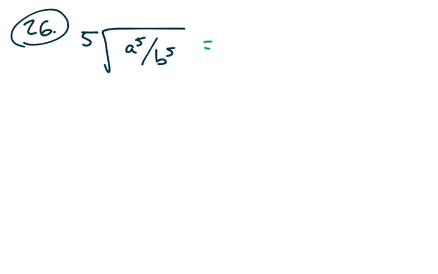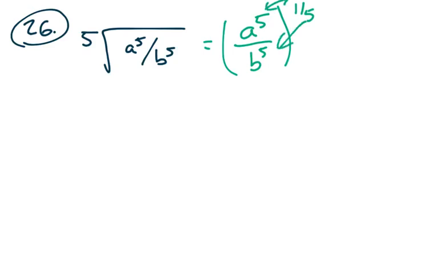So here, this is the same thing as, again, raising it to the 1/5, which means the 1/5 attacks both of these, so it's just going to be a over b. Because 5 times 1/5 is just 1.